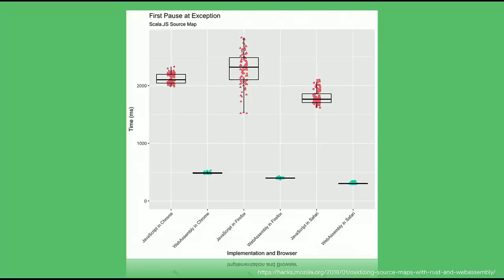And Nick Fitzgerald from the Rust WebAssembly team actually did a really nice benchmark that he wrote in both JavaScript and WebAssembly. JavaScript is red, WebAssembly is blue. And ran it in different browsers. And what you can see here is, yes, OK, WebAssembly is faster. But the main takeaway really here is that JavaScript has the spread. It is kind of unpredictable in how long it takes. While WebAssembly is like spot on, always the same time, even across browsers.